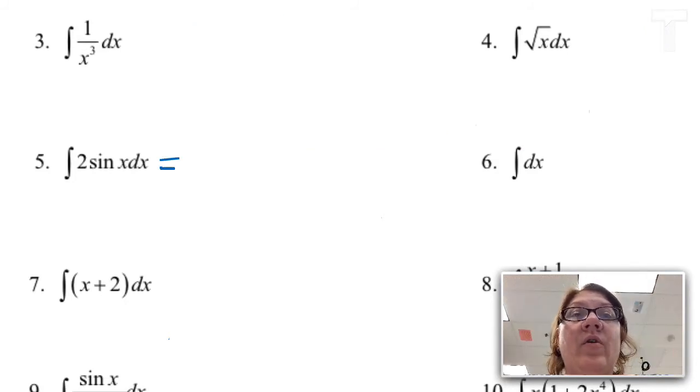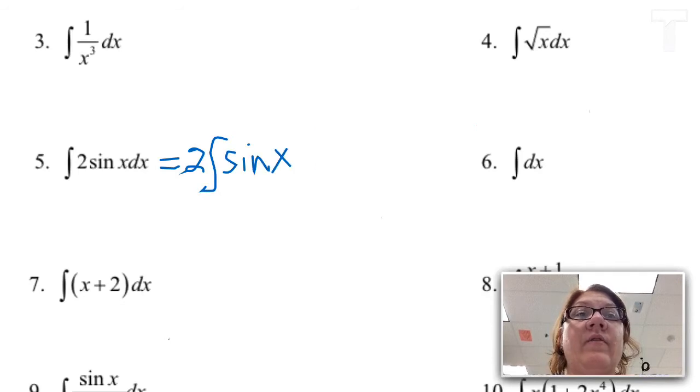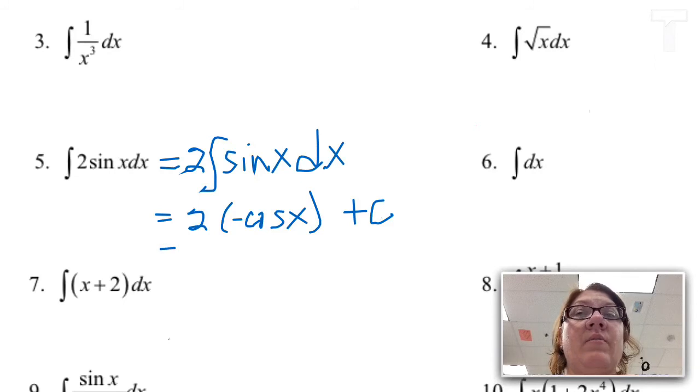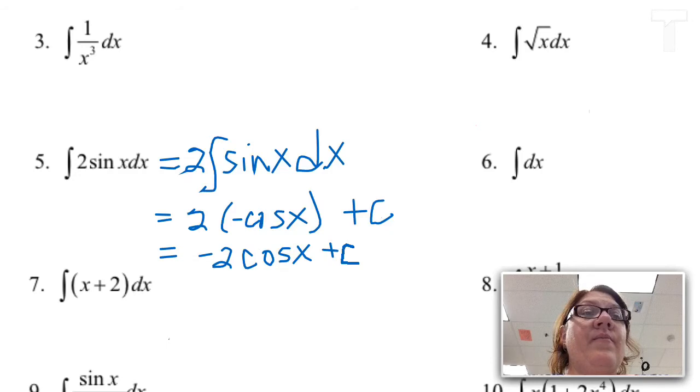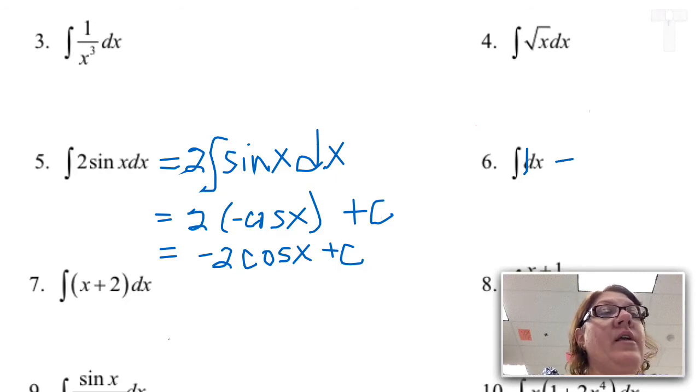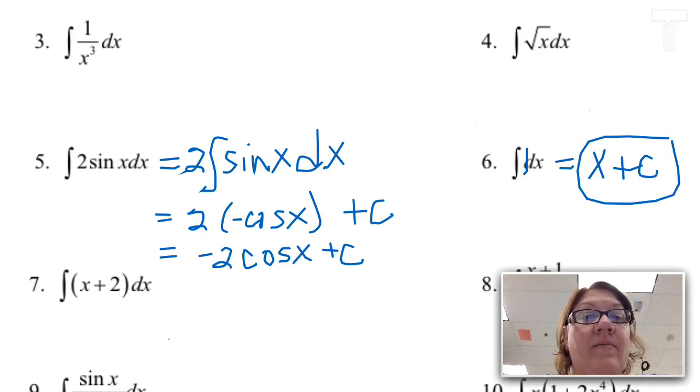So on this next one, of course, I can pull that 2 out in front. And then if I take the antiderivative of sine of x, I get negative cosine of x plus the c. So I could simplify that to negative 2 cosine x plus c. And then over here, keep in mind there's a constant there. It's a 1, even though I don't write it. And so if I take the antiderivative of that, I'll just get x plus c. That one's a little too simple for us, isn't it?